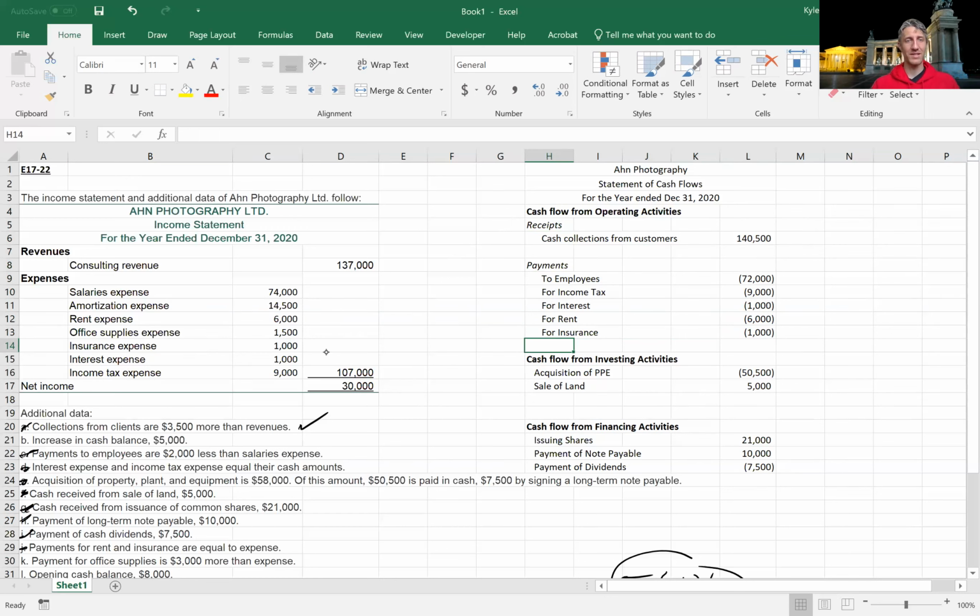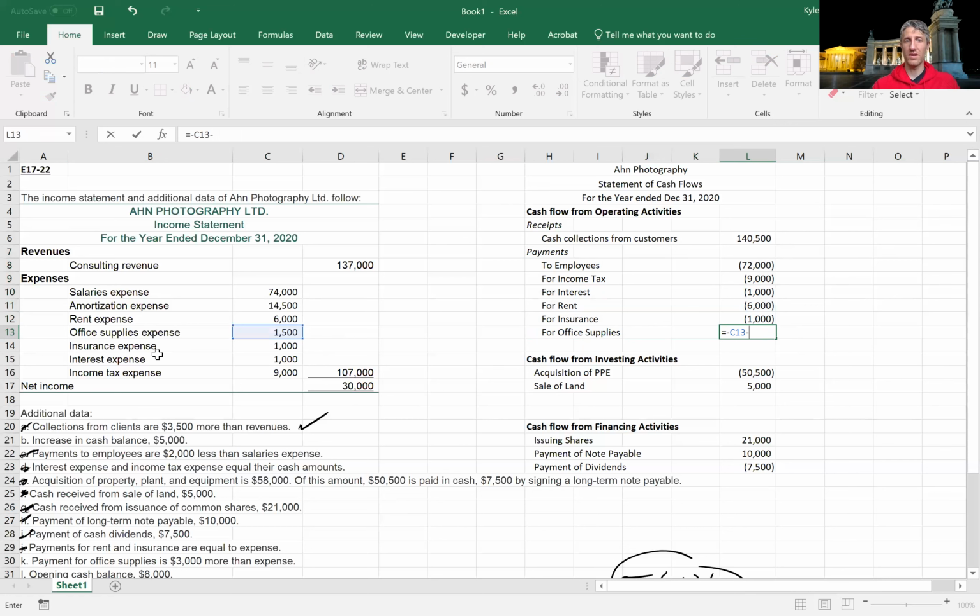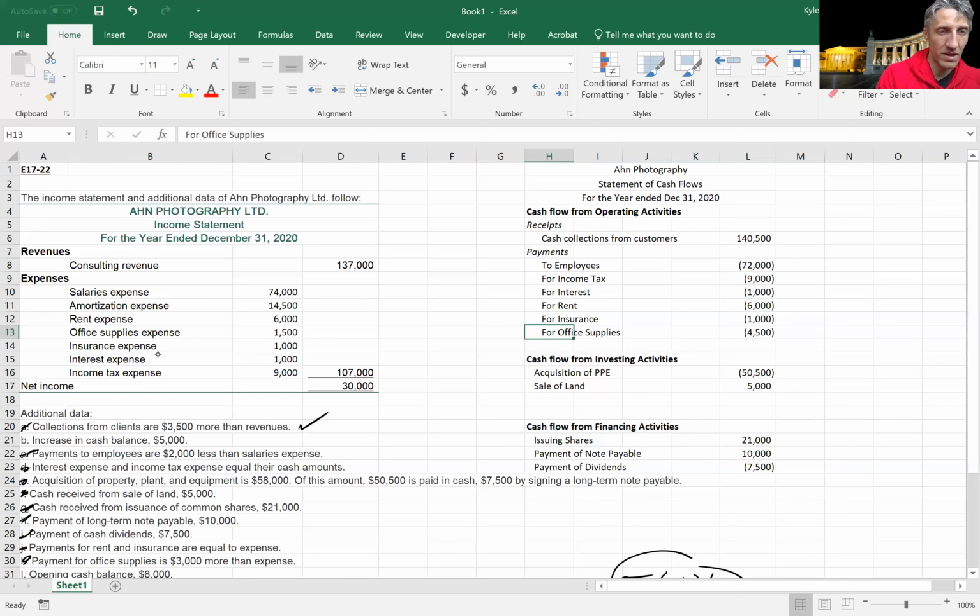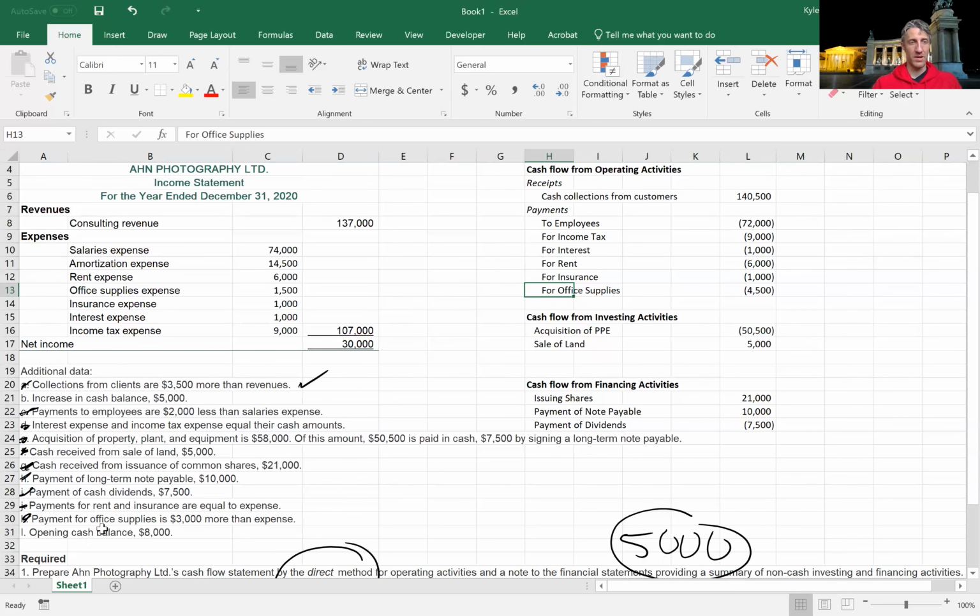Payment of office supplies is 3,000 more than the expense. Okay, so we're almost done. Got more operating activities. I'm going to shift this up. Space for office supplies. And it was 3,000 more than the expense. So it was 1,500, and I'm going to add 3,000 on top of that for 4,500. Okay, and let's see what else we have here, and that's it.